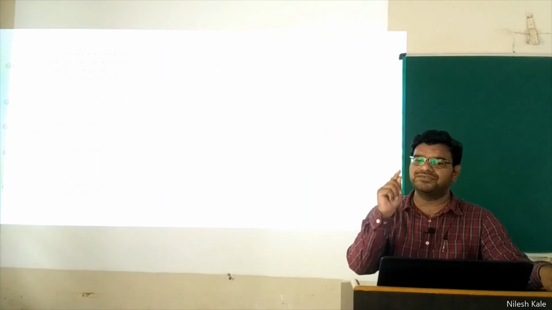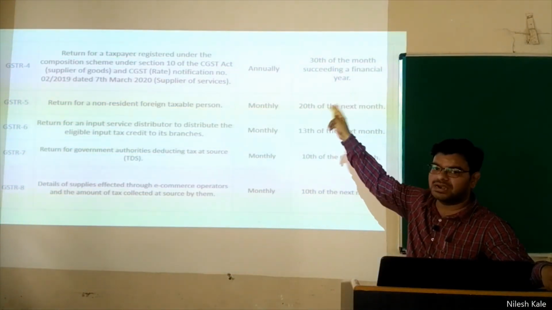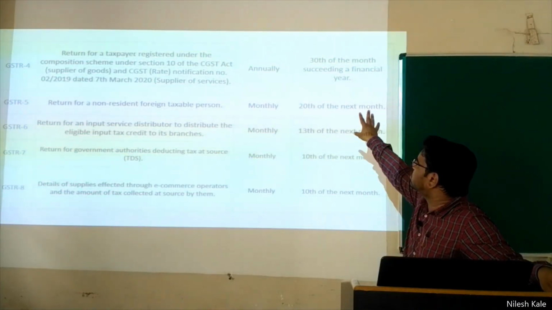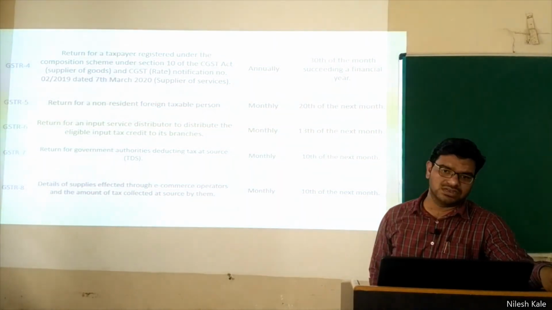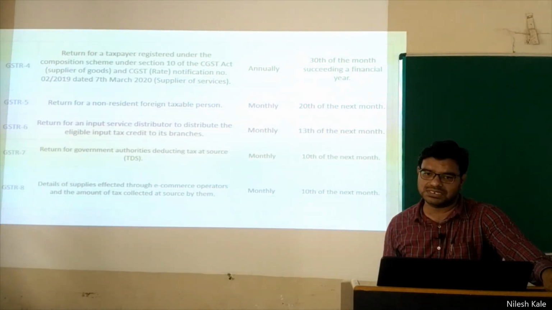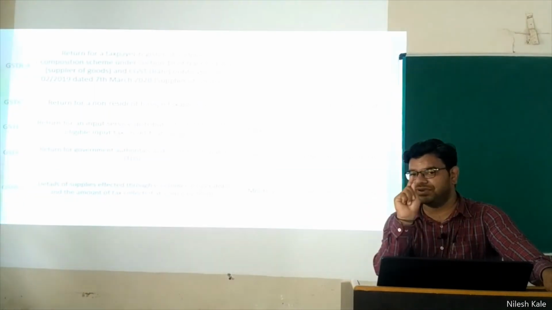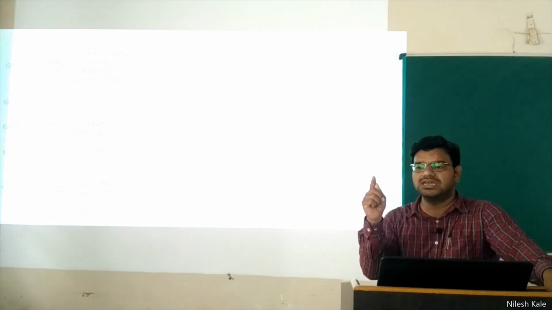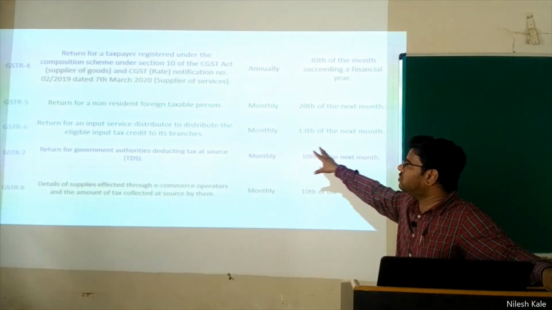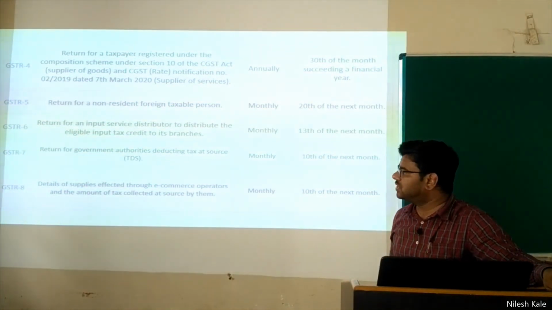And then GSTR4 is for composition scheme dealer. Composition scheme dealer will go for GSTR4, which should be filed annually. Earlier quarterly they had to file, now they are filing annually. 30th of the next month of the succeeding financial year will be the last date. And then GSTR5 for non-resident foreign taxable person, non-resident NRTP. You have learnt about this NRTP. Section 27, we had seen, is for the registration of NRTP, and here it is GSTR5 for filing returns, which is monthly, and 20th of next month will be the date of return filing.